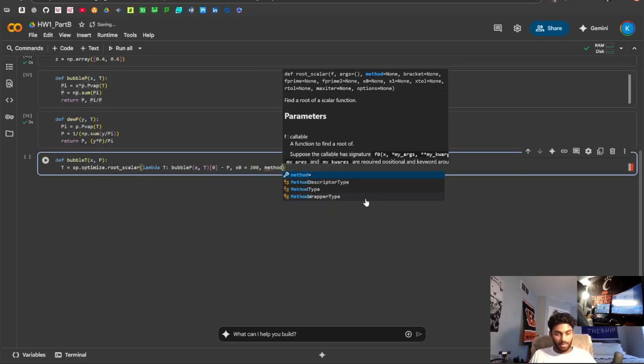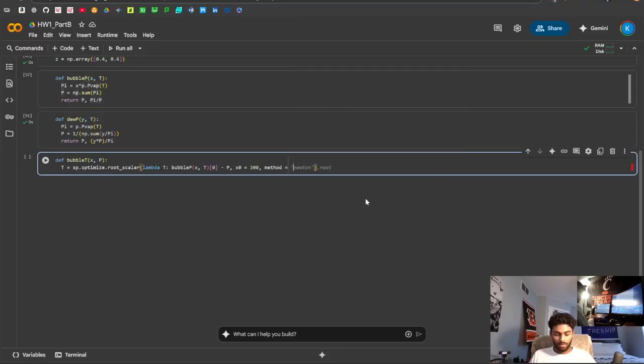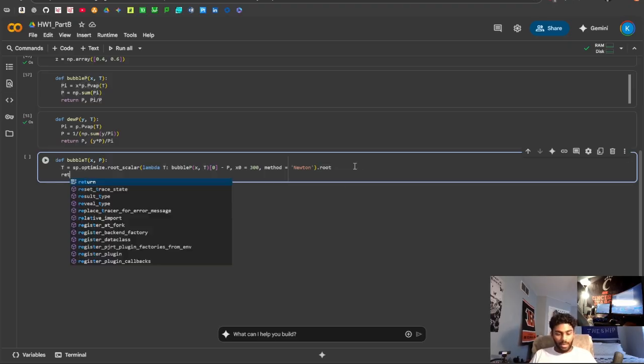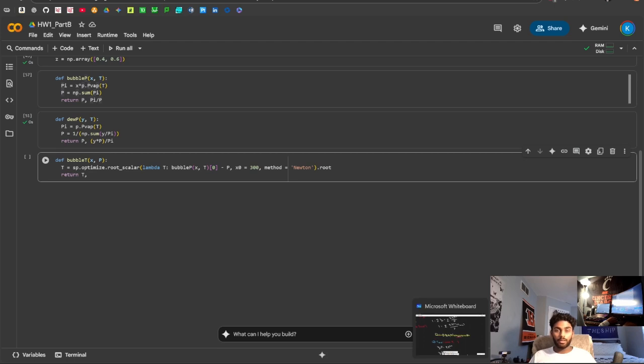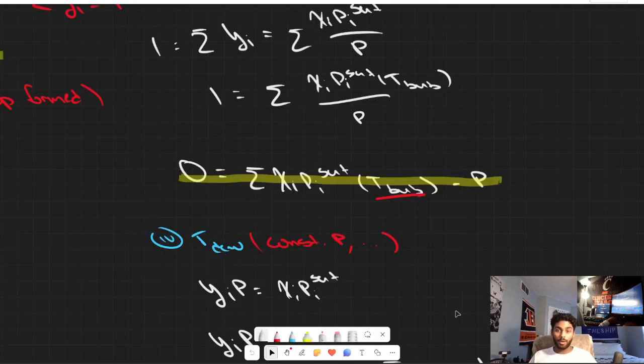We'll select the method. We'll select the Newton method. And we want to pull the root of this function to use as our temperature. Now we want to return, of course, the temperature. And we also want to return the vapor phase mole fraction of that first bubble.